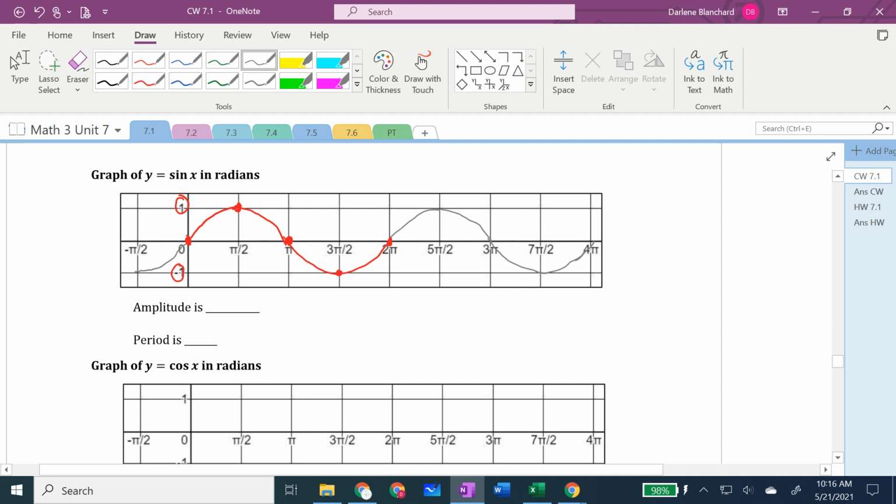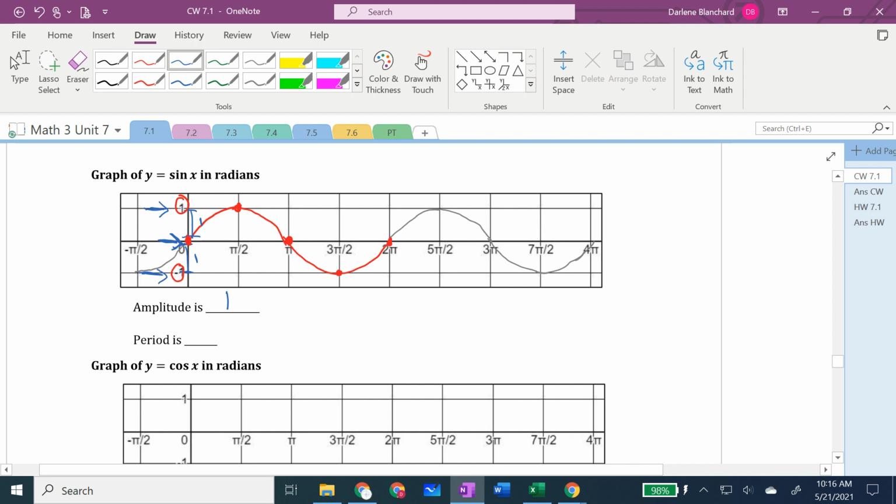Okay, the amplitude. I told you yesterday that the amplitude is the distance from the midline to the maximum, as well as the distance from the midline to the minimum. That distance in a parent graph of sine is 1. Amplitude is always positive.